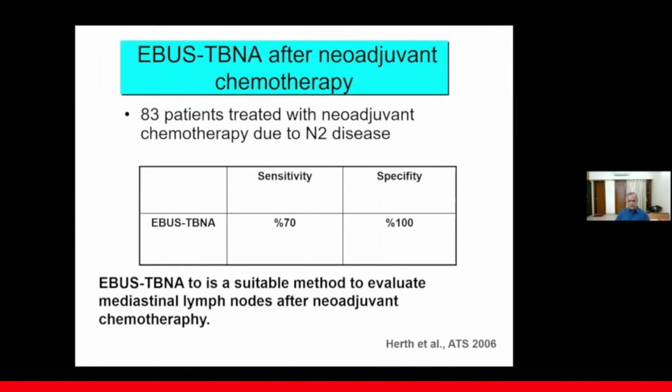EBUS-TBNA after neoadjuvant chemotherapy: many times we come across patients who, after chemotherapy, we just want to see whether the lymph nodes are still positive or not. The sensitivity is about 70%, specificity is 100%. I also had situations where, after chemotherapy, we did the EBUS-TBNA and found sarcoidosis and tuberculosis patients. So the specificity of EBUS-TBNA is pretty high.